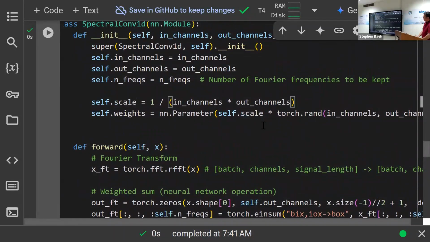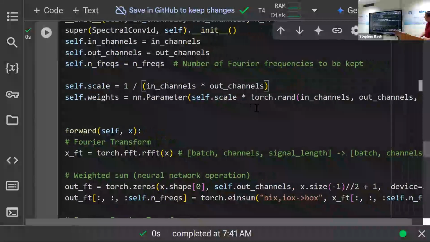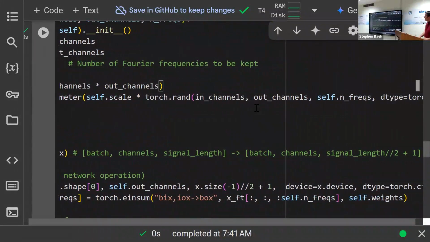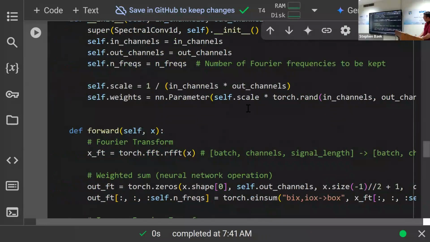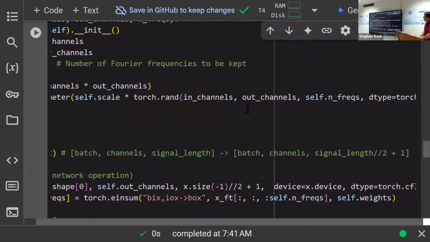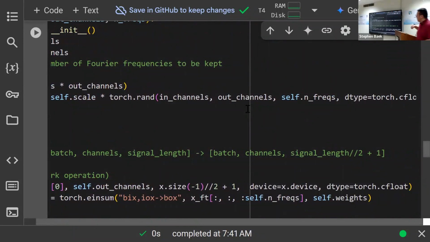Let me first explain the number of weights. The weight is a tensor that is comprised of I by O by the number of frequencies, the signal length. I is the number of input signals, the number of input channels.